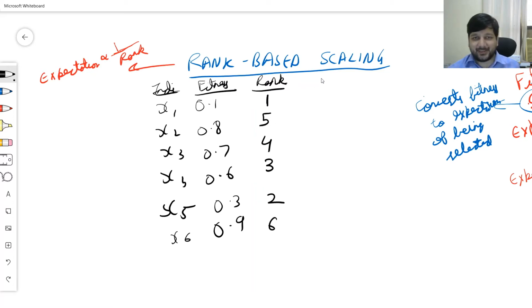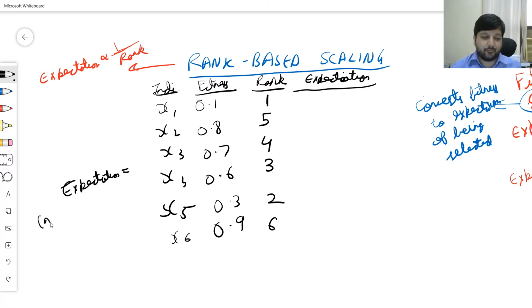Now I'll invert it. Expectation, so again I'll do additive inverse. So expectation will be n plus 1 minus rank. So lower rank, better individuals mean high expectation. So 7 minus 1 is 6.